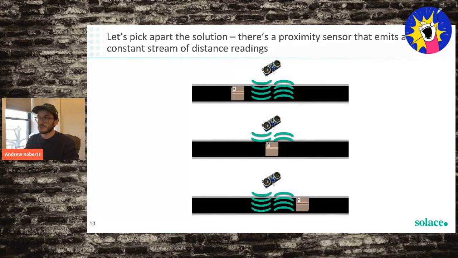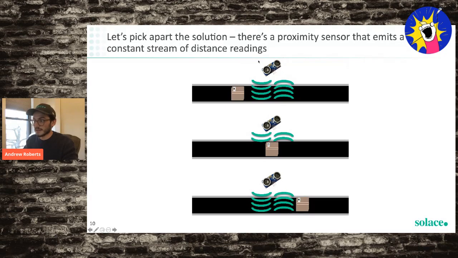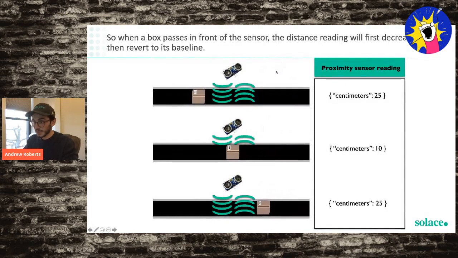So if we pick apart this solution, there's a proximity sensor is what you call it, and that's a connected device that emits a constant stream of distance readings. So we need to take those distance readings and then interpret them somehow. We want the product counts, right? So what that would look like is this. So if there's no box in front of the sensor, the wave is going to hit the back of the conveyor belt, and that'll be the baseline distance. And then if a box passes in front of it, well, the distance will decrease. So that's going to be a triggered state. And then once it finishes passing it, it'll revert back to the baseline state.